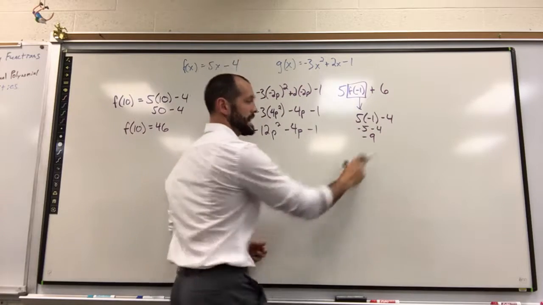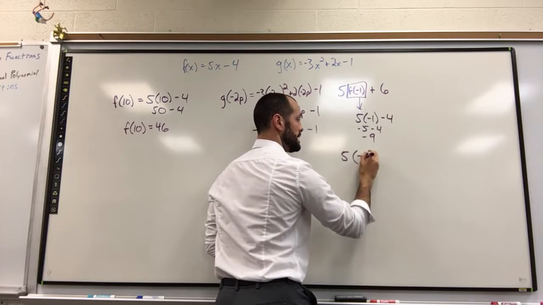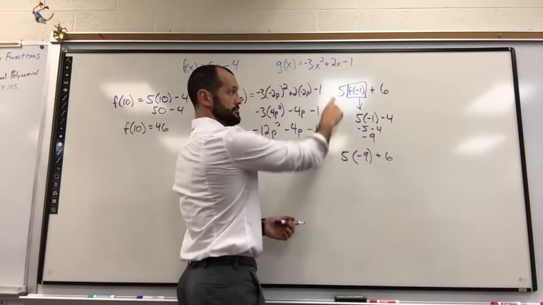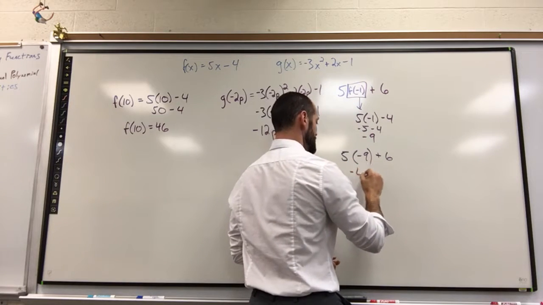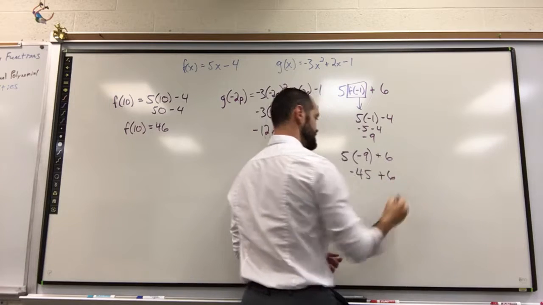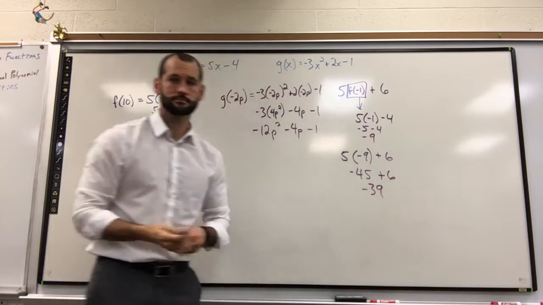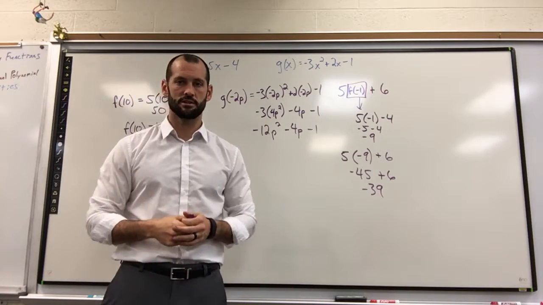Now I take that information and I take 5 times what f of negative 1 gave me and then add 6. 5 times f of negative 1, so it's 5 times negative 9, giving us negative 45 plus 6. My final answer, negative 39. Quick, fast, easy rendition of how to use evaluating functions with new inputs.